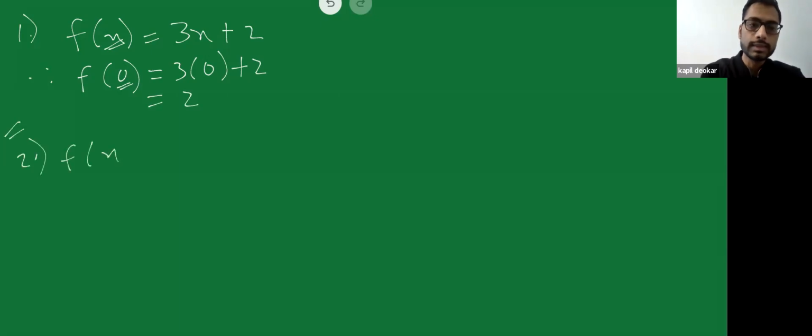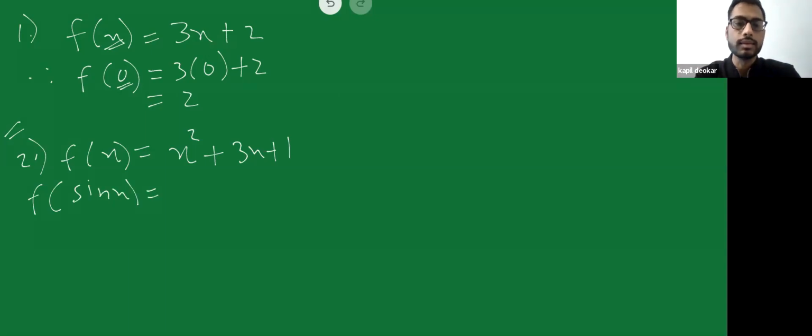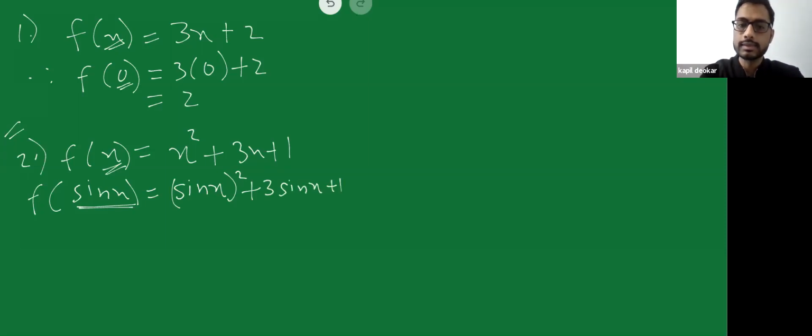Suppose f of x is given as x square plus 3x plus 1. And I have to find value of f of sine x. So instead of x, what I want is sine x. So instead of writing x square, I will put in sine x, the whole square, plus 3 into x. Instead of writing x, I can write sine x, plus 1.